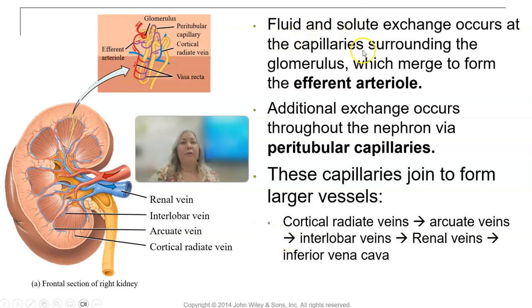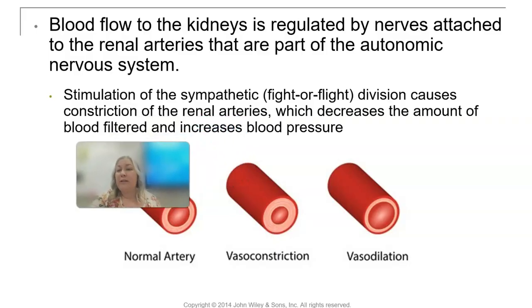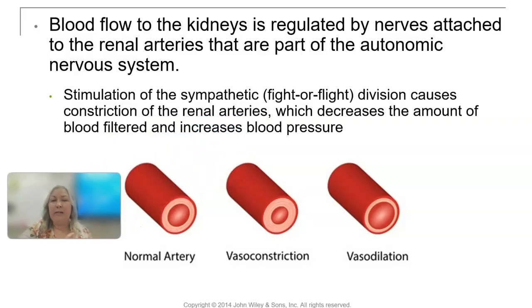So like we mentioned, fluid and solute exchange is happening, and additional exchange to keep the kidney tissues alive and oxygenated are going to happen in these peritubular capillaries. So blood flow to the kidneys is really abundant. It's where a lot of your blood is at any given time, and it's going to be regulated by your sympathetic or your autonomic nervous system. When you're in fight or flight mode, this is actually one of the main ways that we can increase blood pressure is by constricting the renal arteries, and that allows for all of that blood to be used elsewhere, like in your nervous system, in your skeletal muscles, or to keep the heart and lungs pumping and getting enough oxygen to the rest of the body.